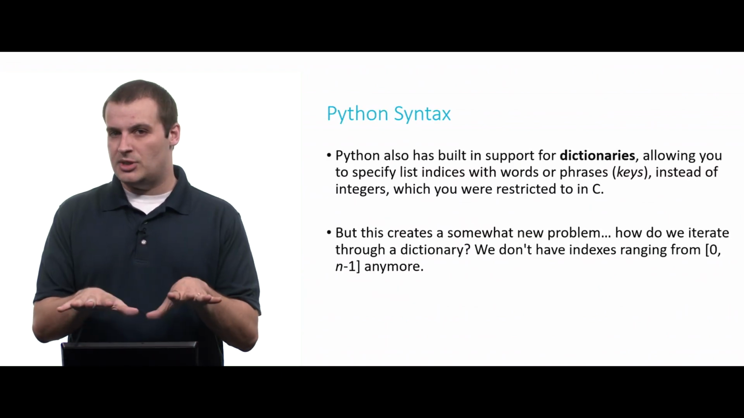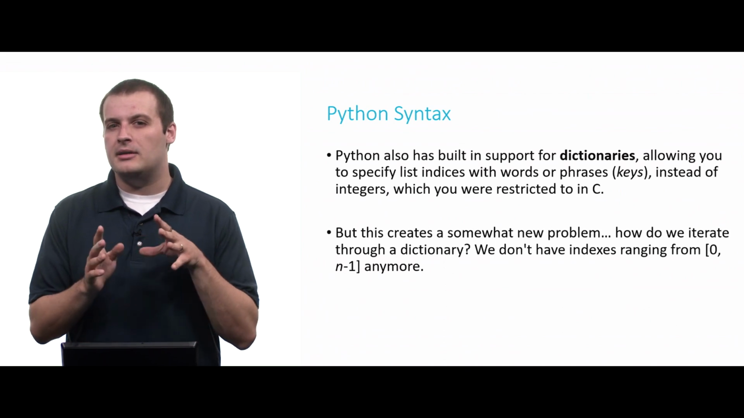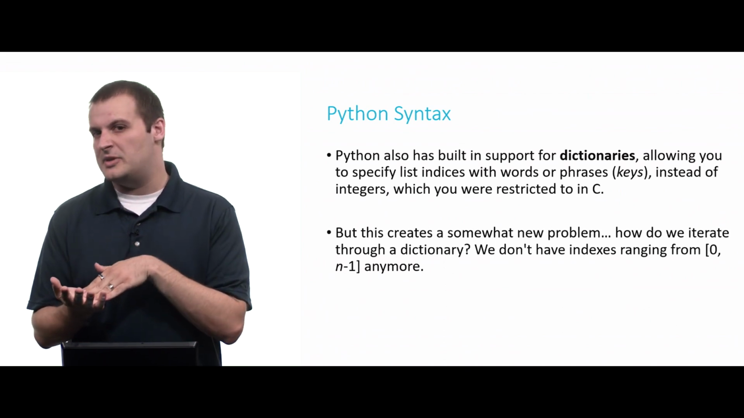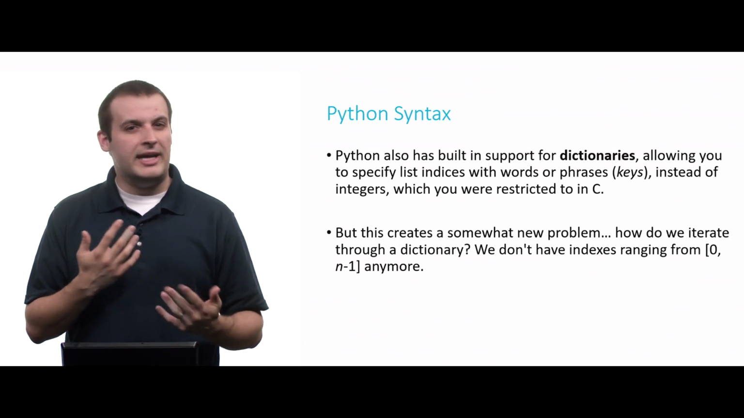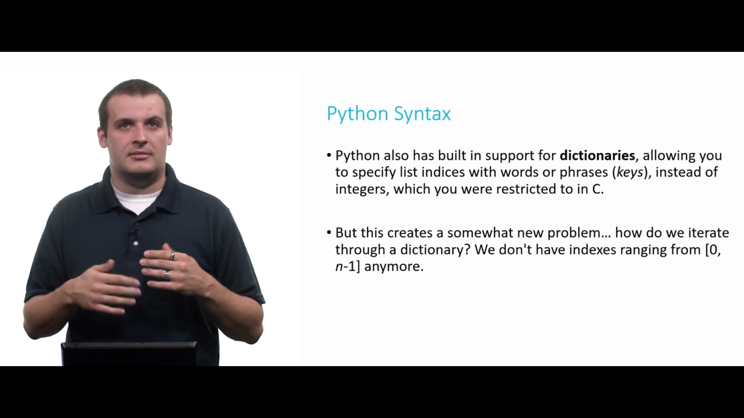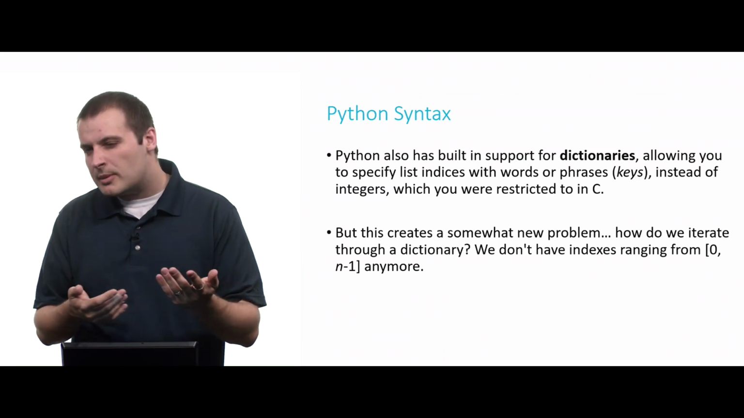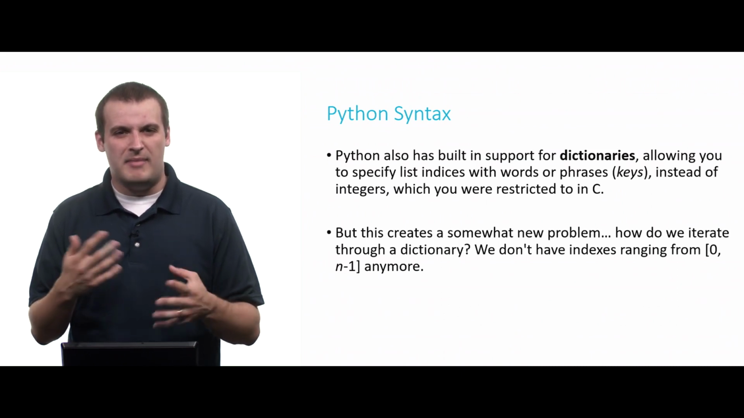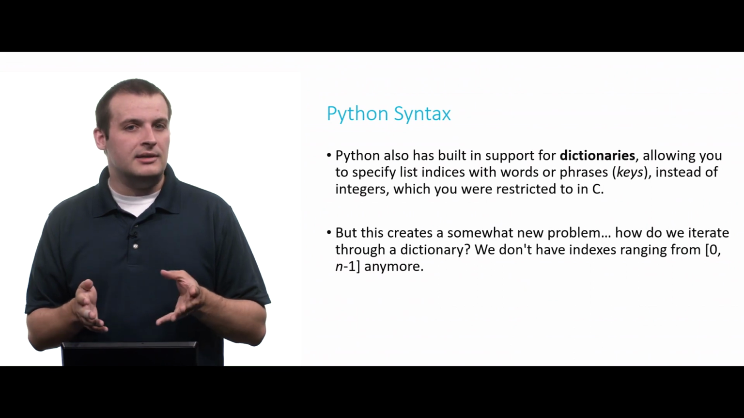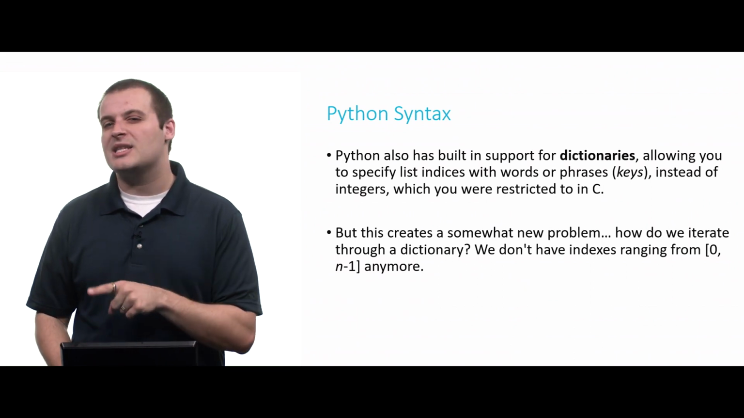But we've introduced a new problem. If we don't have integer-based indexes, like we did in C, how do we iterate through the dictionary? I guess we could maybe iterate over the keys alphabetically, but then we would have to sort them alphabetically. That feels kind of messy. Fortunately, we can do this, and it's because of the flexibility of the for loop.